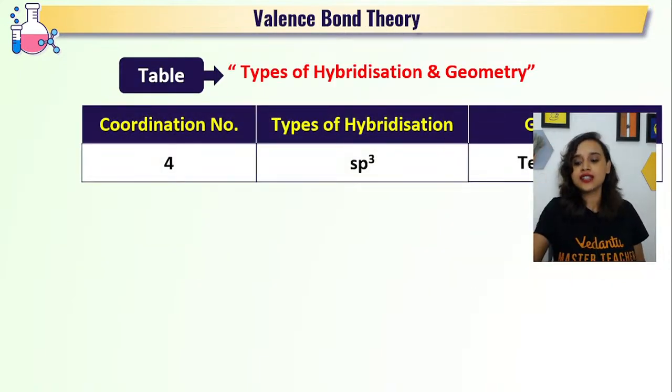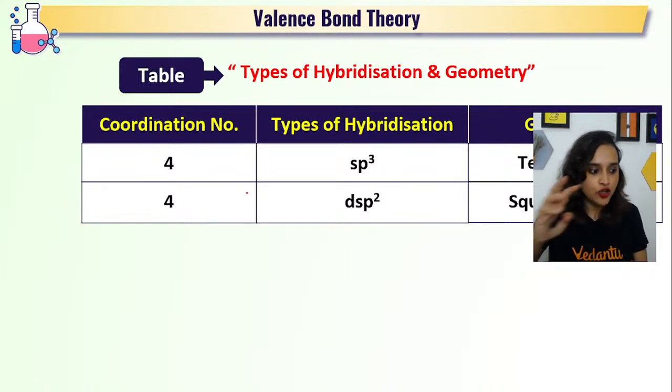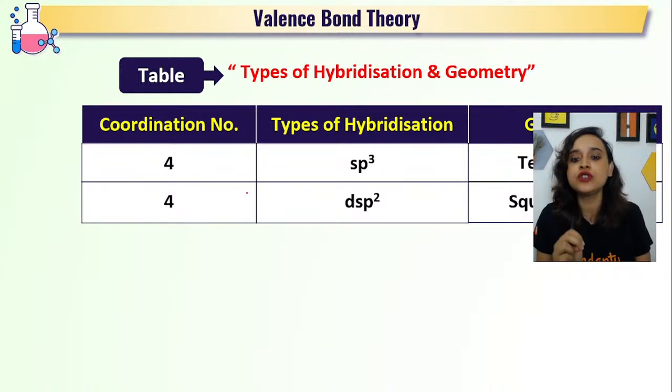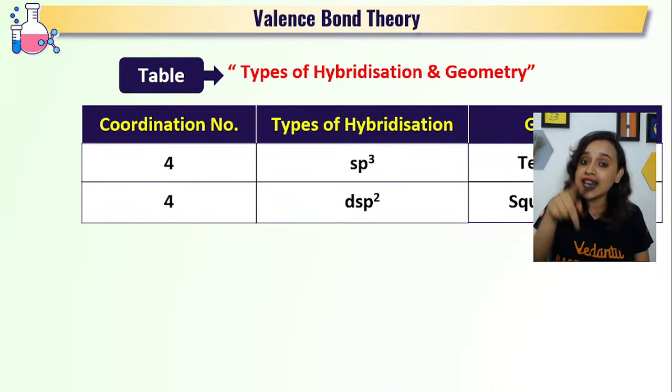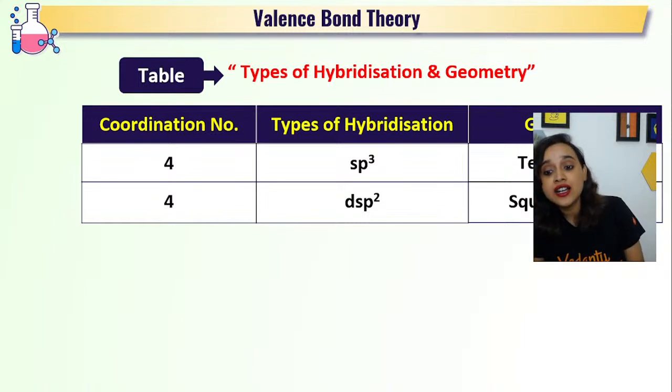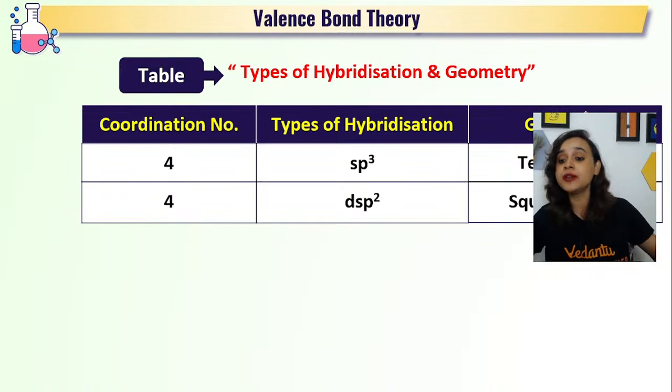Now let's take a look at this table. For coordination number 4, there can be two types of hybridization, either sp3 or dsp2. If it is sp3, then it will be tetrahedral. And if it is dsp2, then it will be square planar.